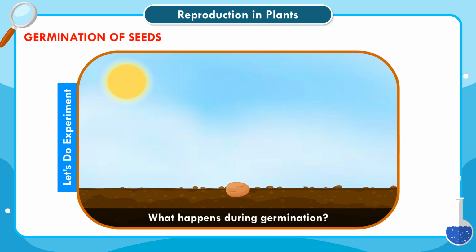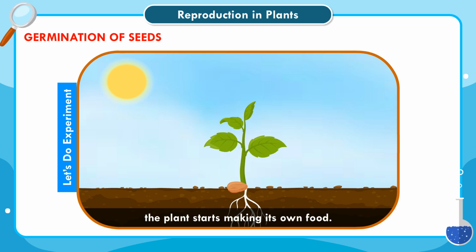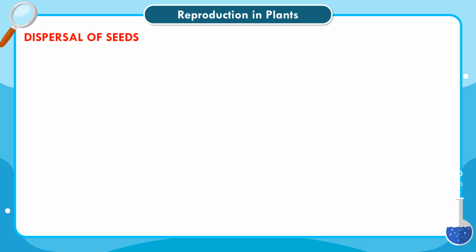What happens during germination? At first, the seedling uses food stored in the cotyledons. Air enters through tiny holes in the soil. Roots come out first and grow down. Then the shoot grows up toward the light. When leaves appear, the plant starts making its own food.